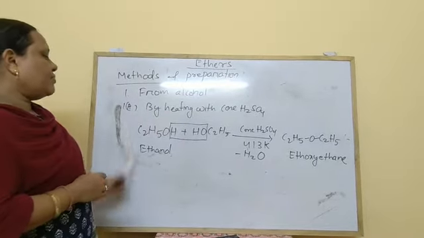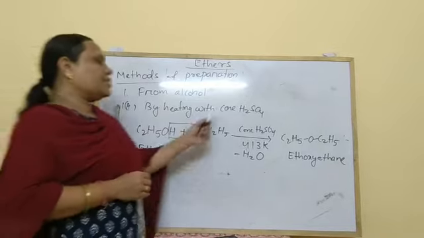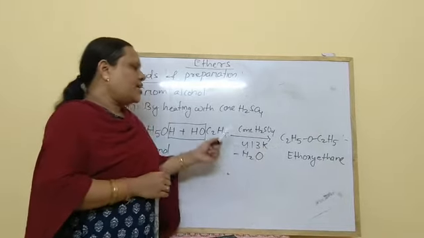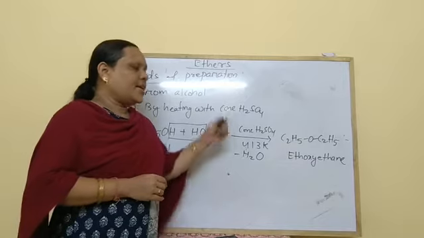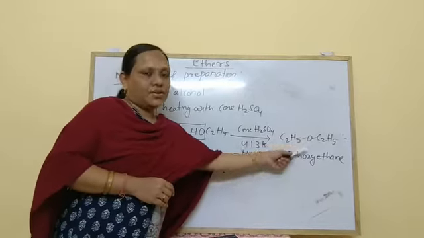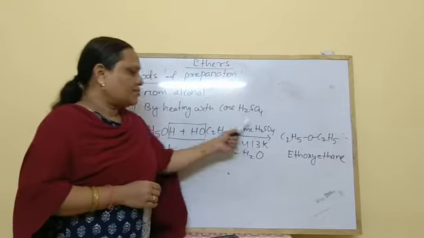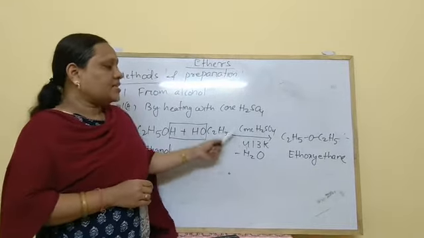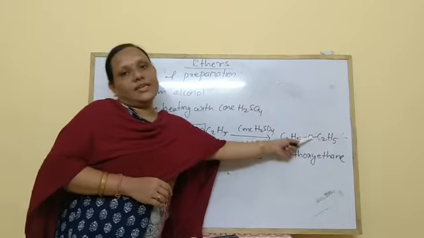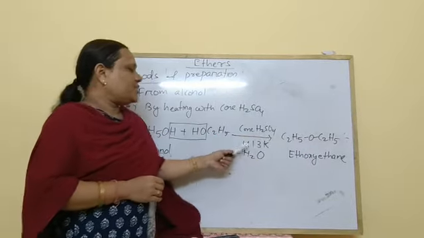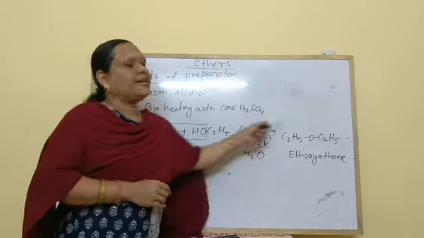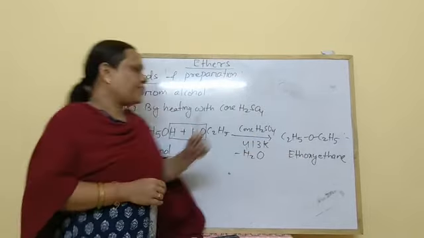Again I repeat, when ethanol is treated with concentrated sulfuric acid at 413 Kelvin, it forms ether, that is ethoxyethane. Temperature is an important factor. If you increase the temperature, then it may give alkene. If the temperature is lower, that is 413 Kelvin, it forms ether.